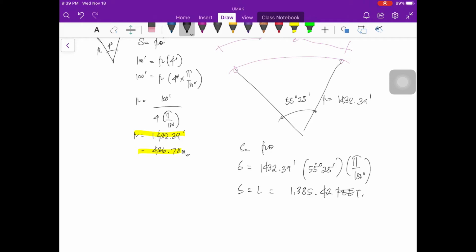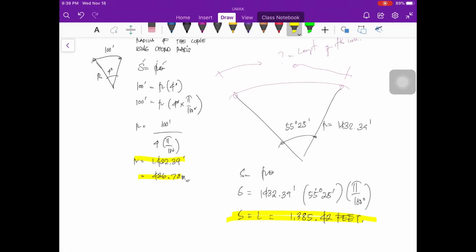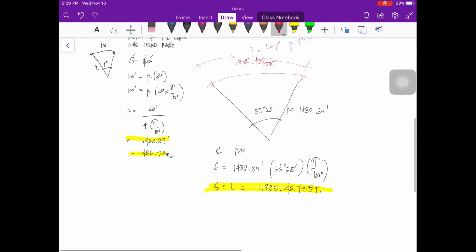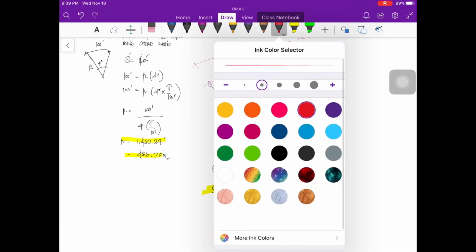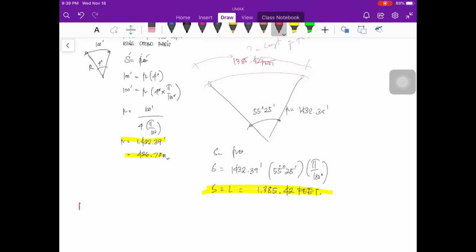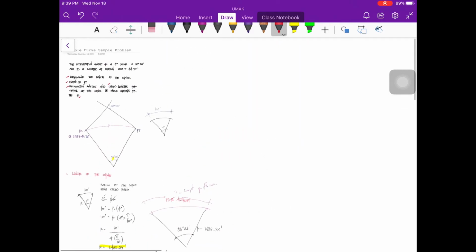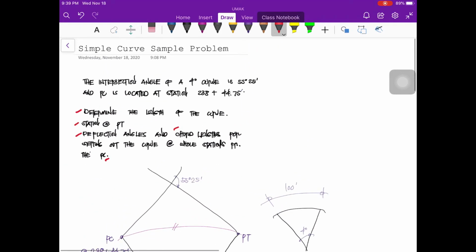So meaning to say, you have this length. Given that situation, the length of the curve will be 1385.42 feet. Okay, so the first question is already solved. So your value of the length of the curve, or S, is equal to 1385.42 feet. Okay, so your first question is solved. 1385.42 feet.